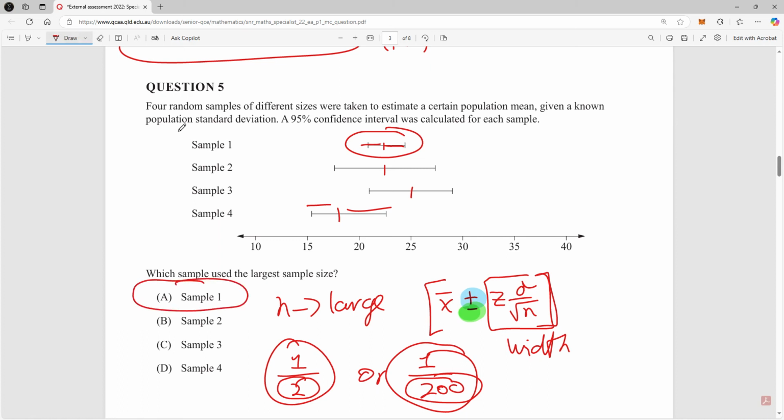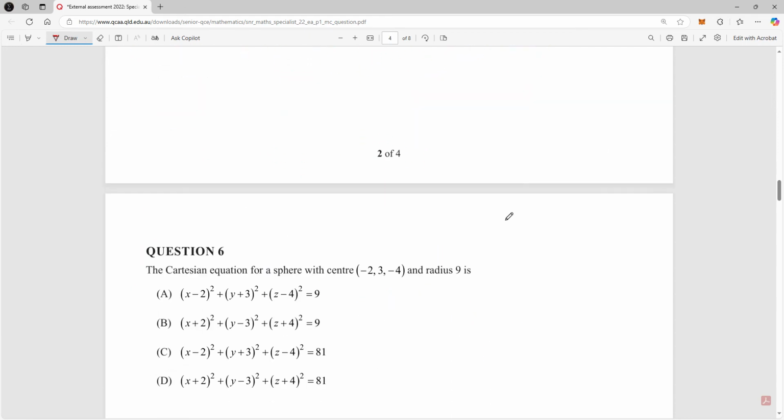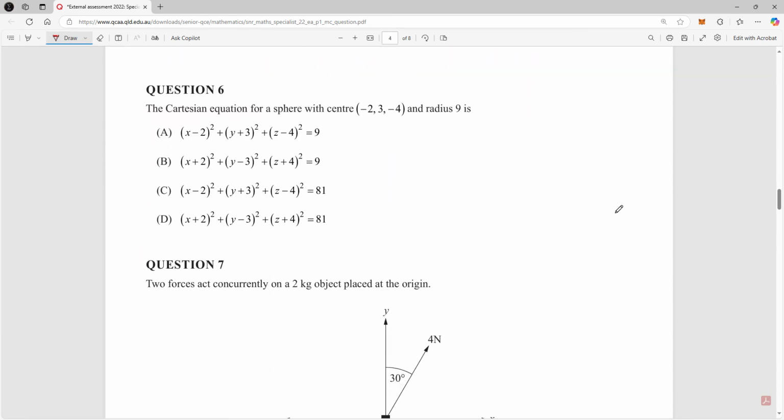If you have any questions about that, leave something in the comments and I'll try my best to answer it. Alright, question 6. The Cartesian equation for a sphere with a center -2, 3, -4 and a radius of 9 is.